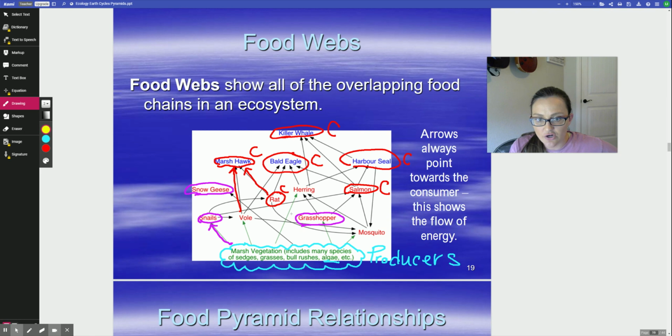Okay, so the herring here. The herring, it's showing you that the vegetation is going into the belly of the herring, but they also eat mosquitoes and grasshoppers. So these are omnivores. And the voles, they eat snails and plant life, so they are omnivores. And this mosquito survives on plants and blood of organisms, so they're omnivores. And there you go.